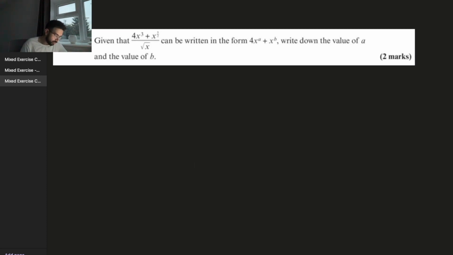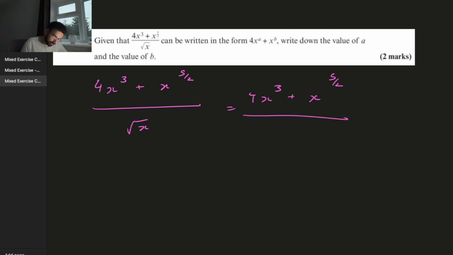So in this question, we've got 4x cubed plus x to the power 5 over 2 over root x. And we are simply going to do 4x cubed plus x to the power 5 over 2 all over x to the power half. Now, I'm going to use that same approach as last time. I'm going to take a power of negative a half, and I'm going to write it as 4x cubed plus x to the power 5 over 2.